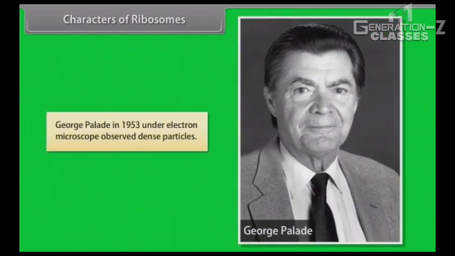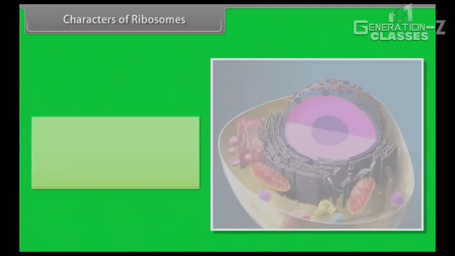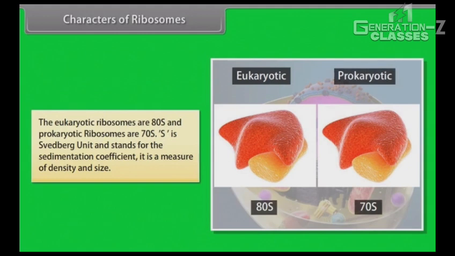Characters of ribosomes. George Palade in 1953 under an electron microscope observed dense particles. Ribosomes are granular structures. Ribosomes are made of ribonucleic acid (RNA) and proteins. They are not membrane bound. The eukaryotic ribosomes are 80S and prokaryotic ribosomes are 70S. S is the Svedberg unit and stands for the sedimentation coefficient. It is a measure of density and size.